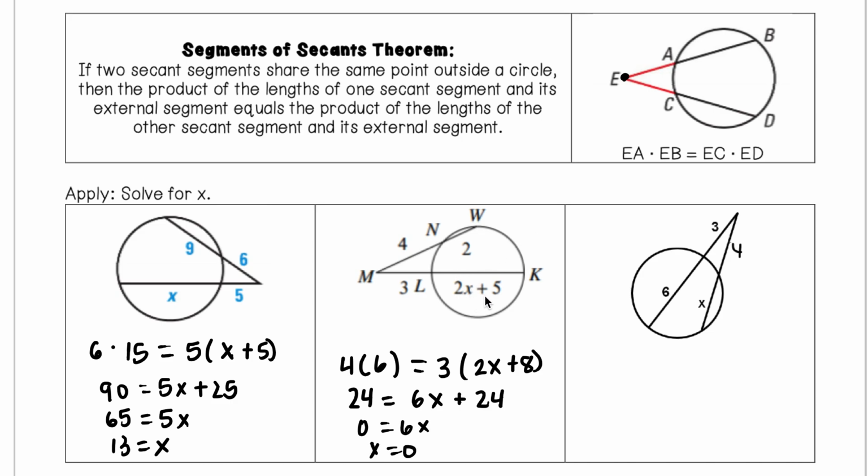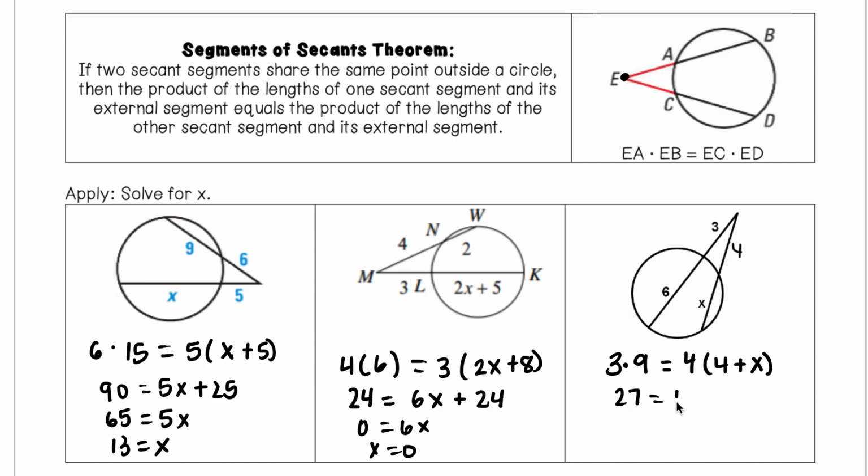So that should mean that our segment here is actually just 5. So 4 times 6 is 24, and 3 times 8 is 24, meaning that we got the same product, so this is true. Then we have our last one here, so we're going to take 3, which is our external segment, times 3 plus 6, which is 9, the entire segment, and set that equal to 4 times 4 plus x. So we're taking our external times our entire segment.